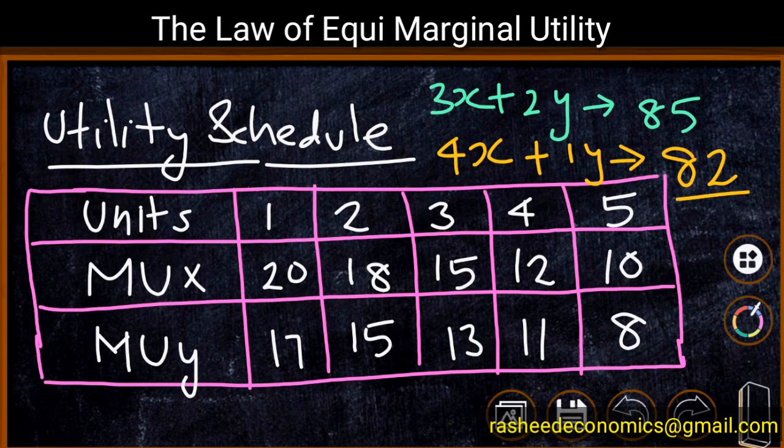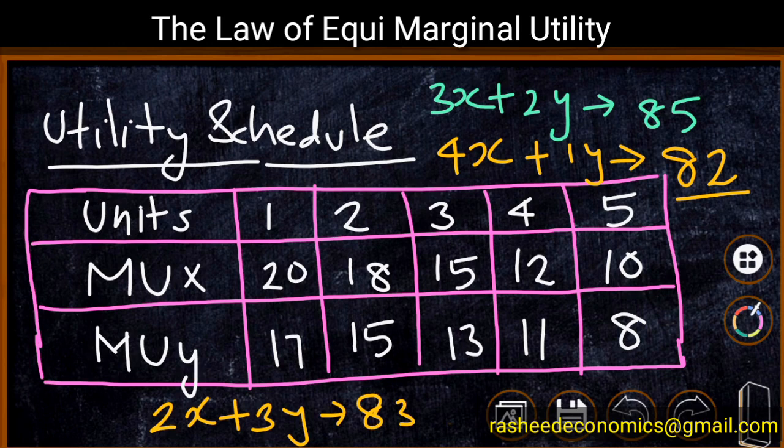Now, suppose the consumer wants to increase the consumption of Y by 1 unit, therefore the combination will be 2X, that is, initially 3X, now the consumption has been reduced to 2X plus 3Y, that is, consumption of Y has been increased from 2 units to 3 units, and the consumer will be getting only 83 units of utility.